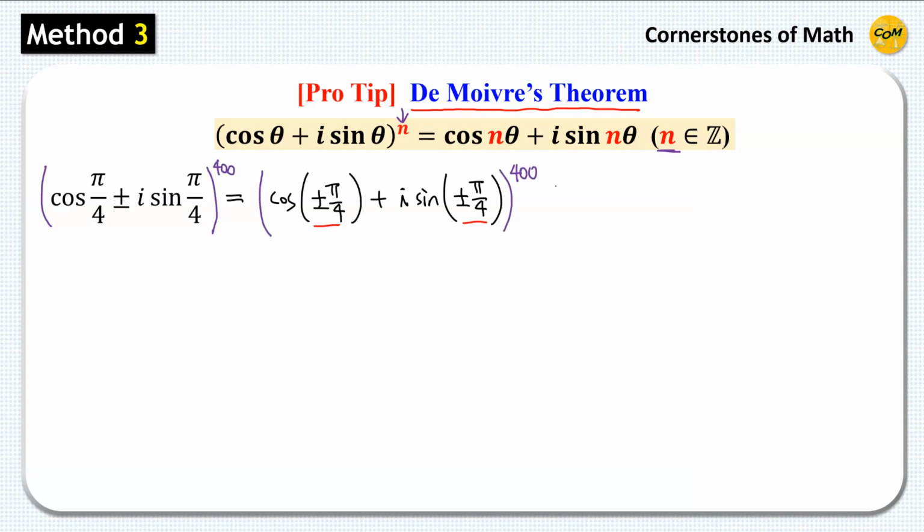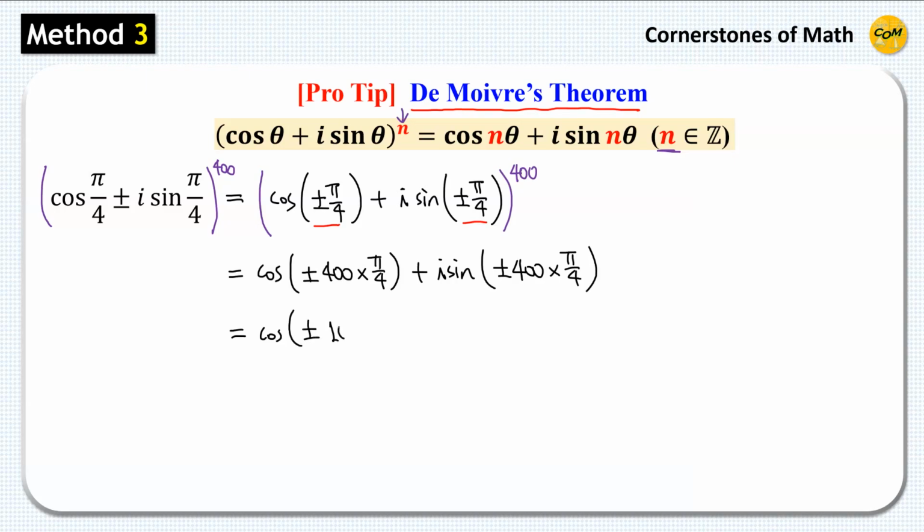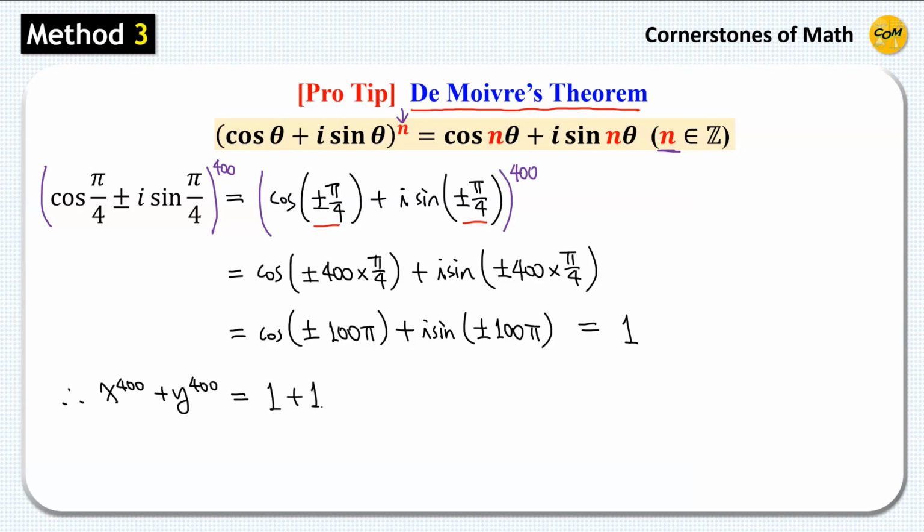So if we raise to the 400th power, then by de Moivre's theorem, we have angles multiplied by 400, so cosine 400 multiplied by pi over 4, and i sine 400 multiplied by pi over 4, so cosine plus minus 100 pi plus i sine plus minus 100 pi, which is just 1. Therefore, we know that x to the power of 400 plus y to the power of 400 is just 1 plus 1, which equals 2.